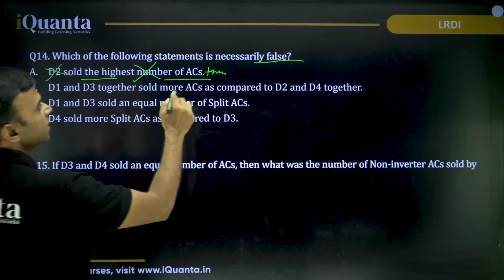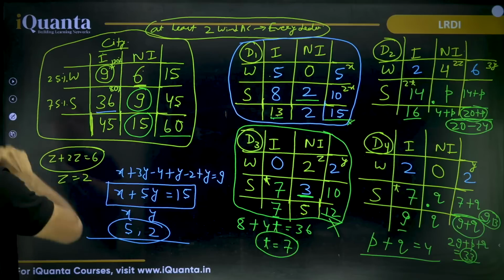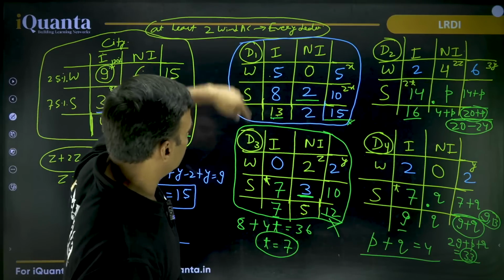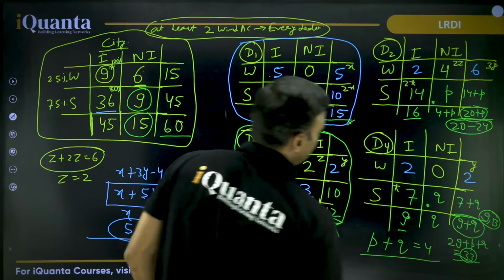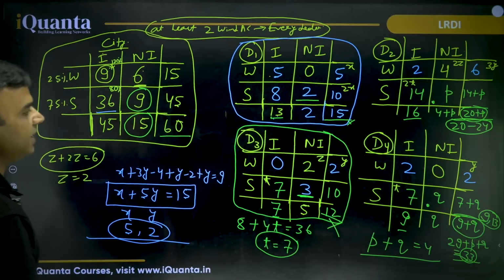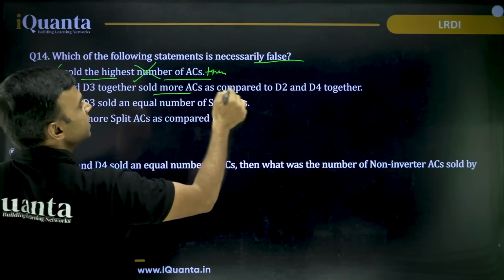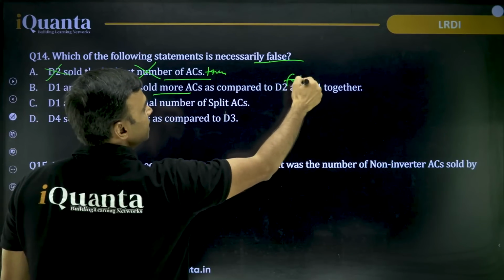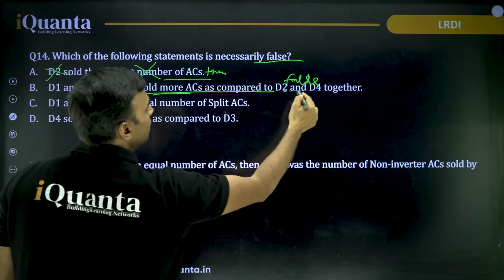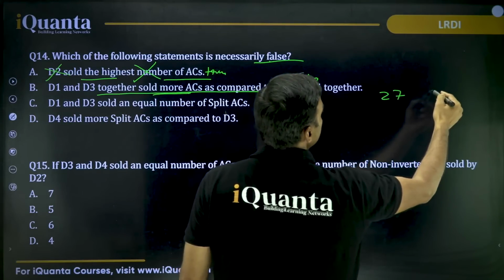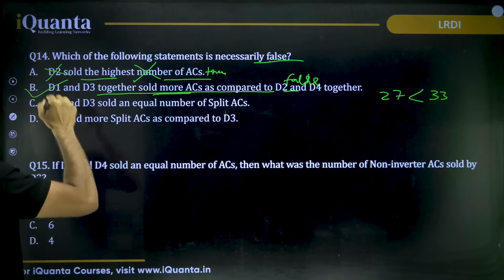D1 and D3 together sold more ACs as compared to D2 and D4. D1 and D3 together have sold, 15 and 12, 27. And D2, D4 together have sold 33. How is that possible? So definitely D1 and D3 have sold less. Here it says D1 and D3 sold more. So this is false. If this is false, then this can be the answer. Actually, this has to be the answer because this is necessarily false. You know, this is 27 and 33. This is less. Here it says more. So it is definitely false and this is the answer.